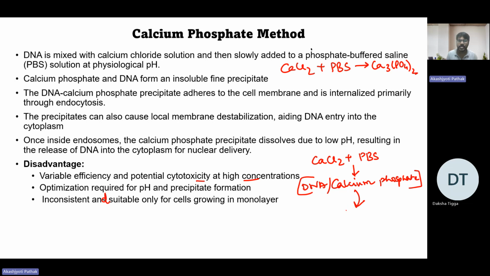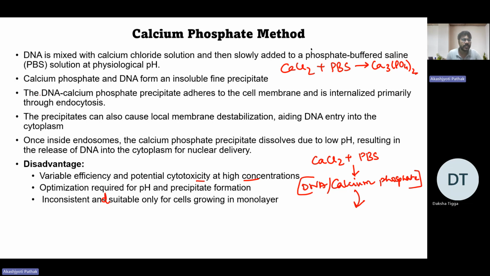Once it is endocytosed by the mammalian cell, it will combine with the endosome, right? And as we have studied in cell biology, the endosome has low pH. At this low pH, the DNA gets released from the calcium phosphate complex, and it moves to the nucleus, where it either can get integrated with the mammalian genome, or it can exist as a plasmid. Okay.